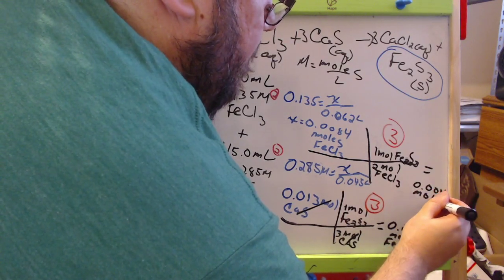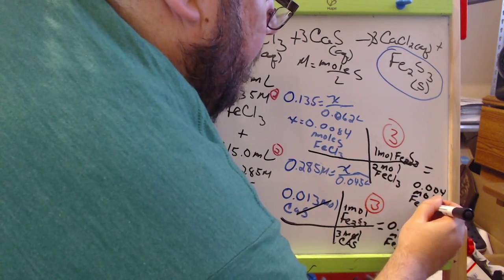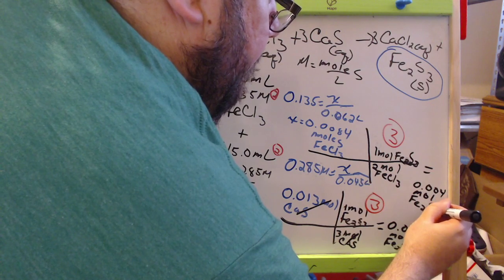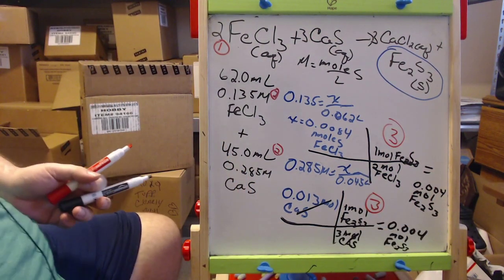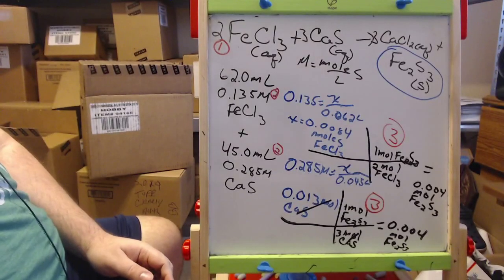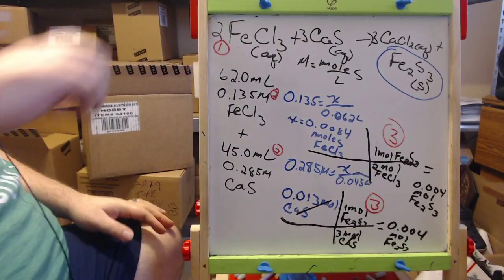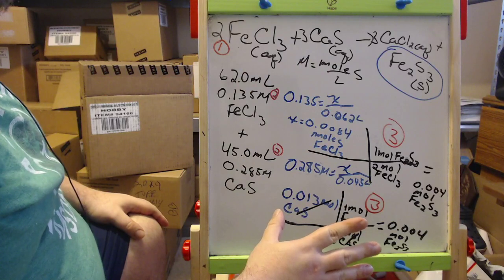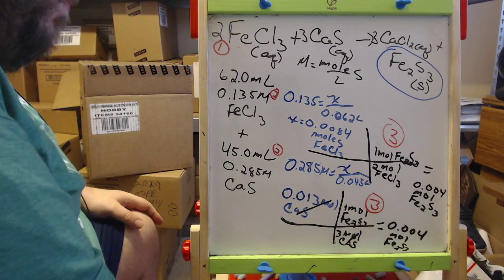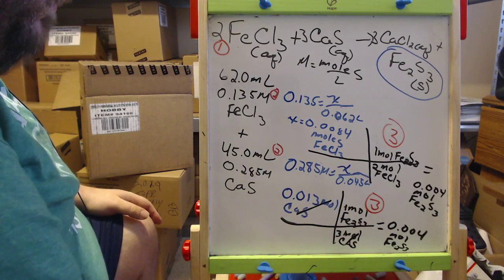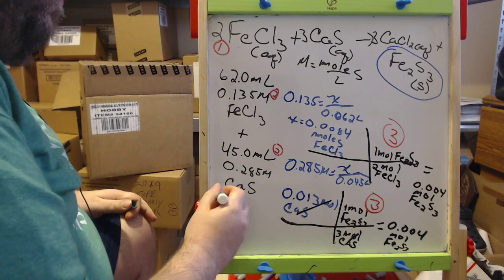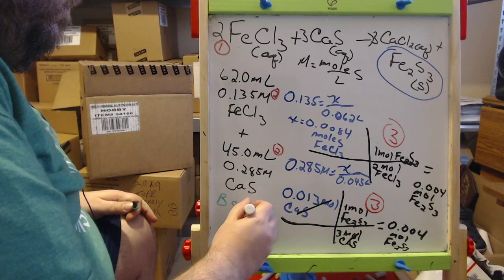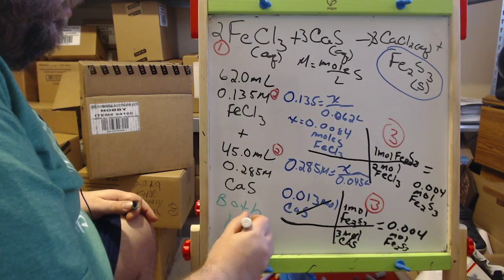Okay. So it looks like both are going to give us the same amount of product, which means they're both my limiting reagent. I don't have a single limiting reagent. So they're both my limiting reagent.